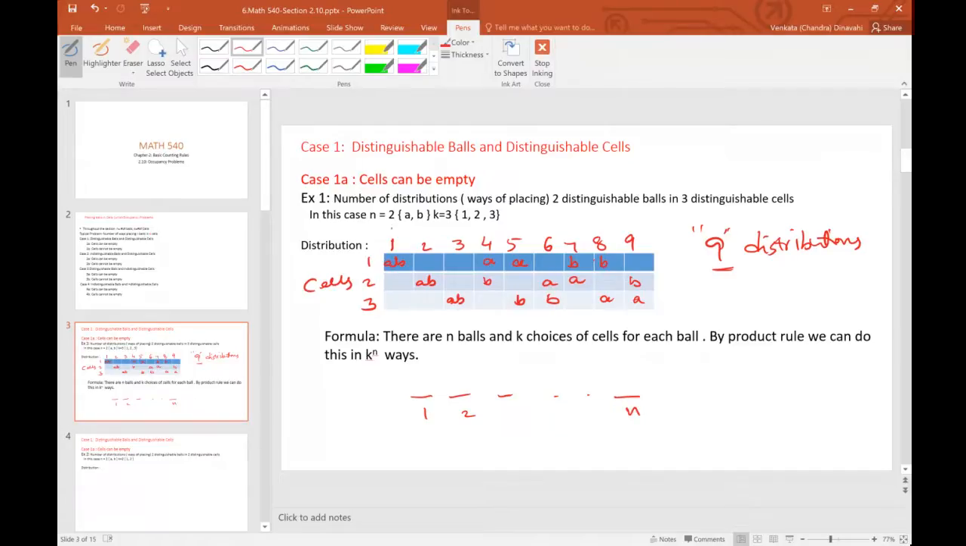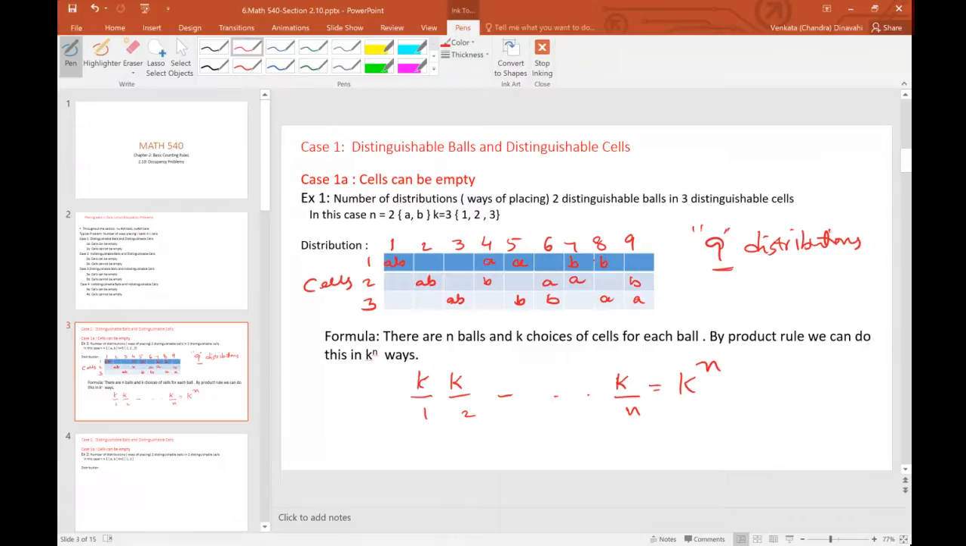In this case n is going to be 2, and k choices of cells for each ball. So the first ball I can put in k different cells, the second ball I can put in k different cells, and the third ball I can put in k different cells. So I'm multiplying k, n number of times. This is by the product rule.